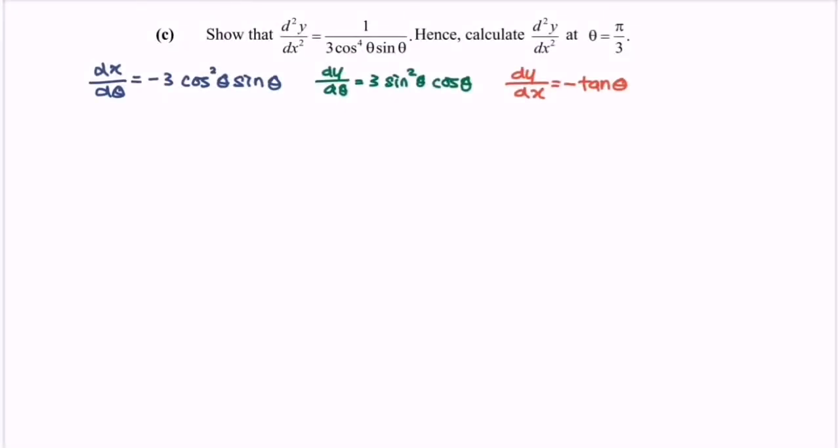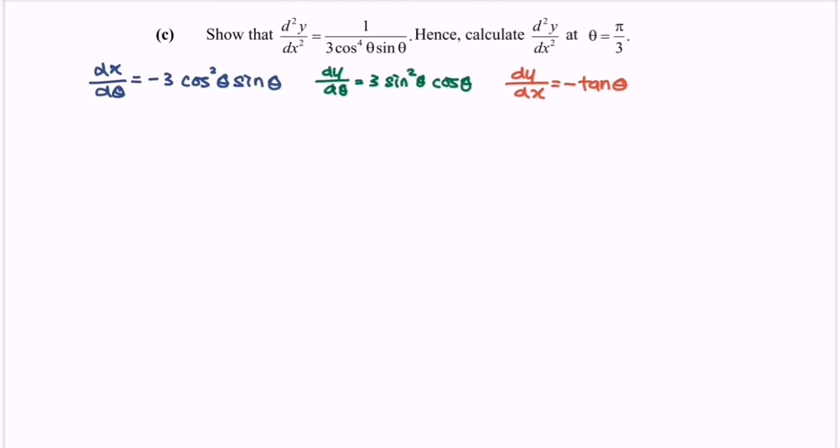So now kindly refer to question C. Show that the second derivative is equal to 1 over 3 cos to the power 4 theta multiplied with sine theta. Hence, calculate the value of the second derivative when theta is equal to pi over 3. Given the information from A and B, we have dx d theta equals negative 3 cos squared theta sine squared theta. Next, dy d theta is equal to 3 sine squared theta multiplied with cos theta. And finally, we have dy dx, or the first derivative, is equal to negative tangent theta.